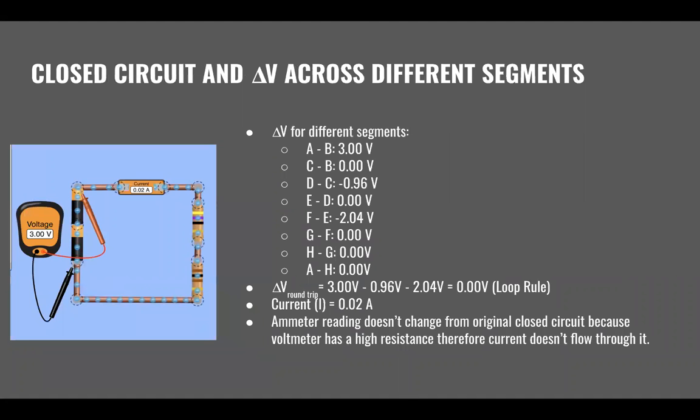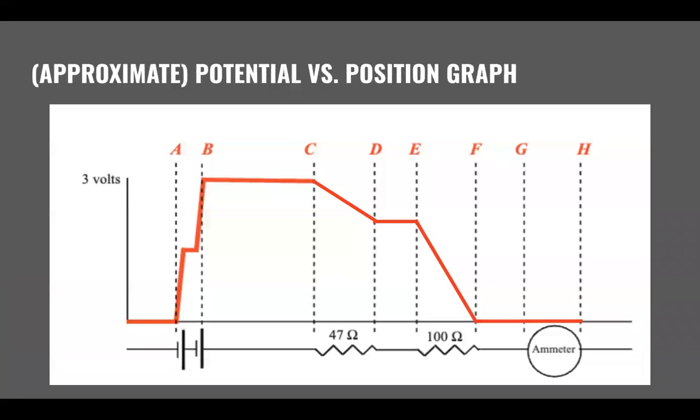If we close the circuit again and note the delta V across different segments, we get the following values. If we sum the potential differences for the round trip, we get 0 volts, following the loop rule. The current does not change. It's still 0.02 amps because the voltmeter has a high resistance and therefore current doesn't flow through it. The approximate potential versus position graph I sketched was the following. We can see that there's a greater potential difference change from E to F than from C to D.